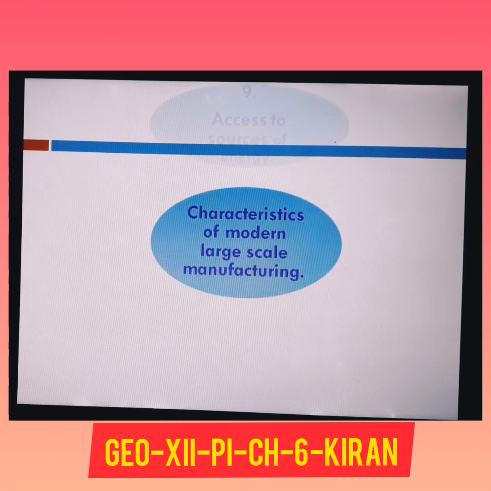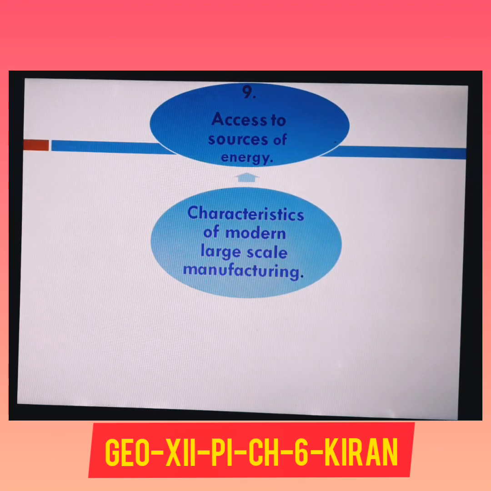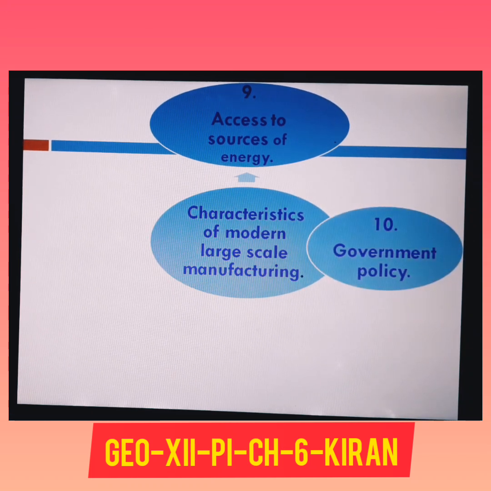The next characteristic is access to sources of energy. The energy plays a very important role. Hydroelectricity, thermal power, then nuclear energy. The industries require continuous supply of energy. If there is disruption or irregular supply of energy, it is going to affect the industrial production and later on the entire manufacturing process.